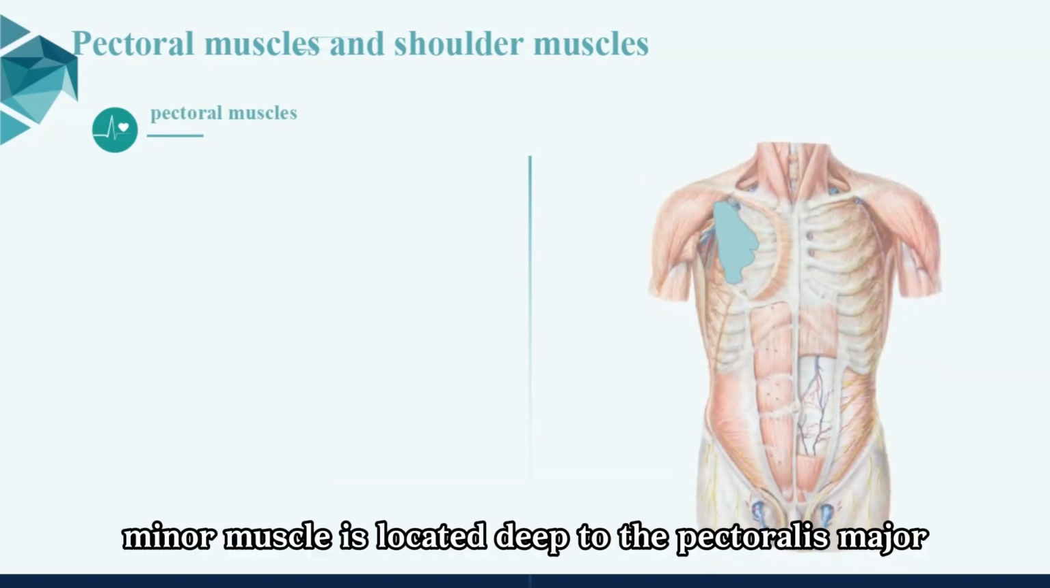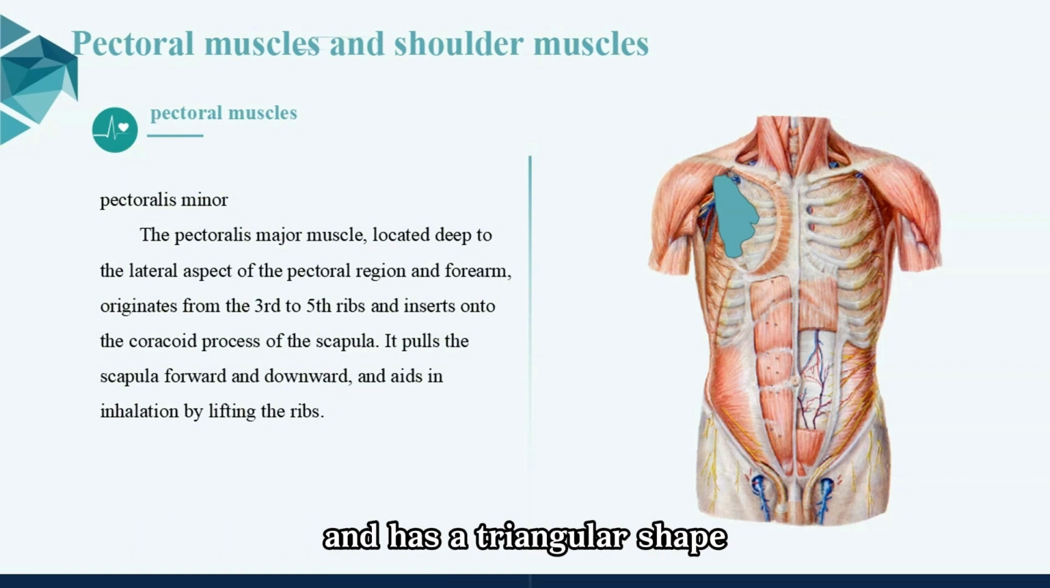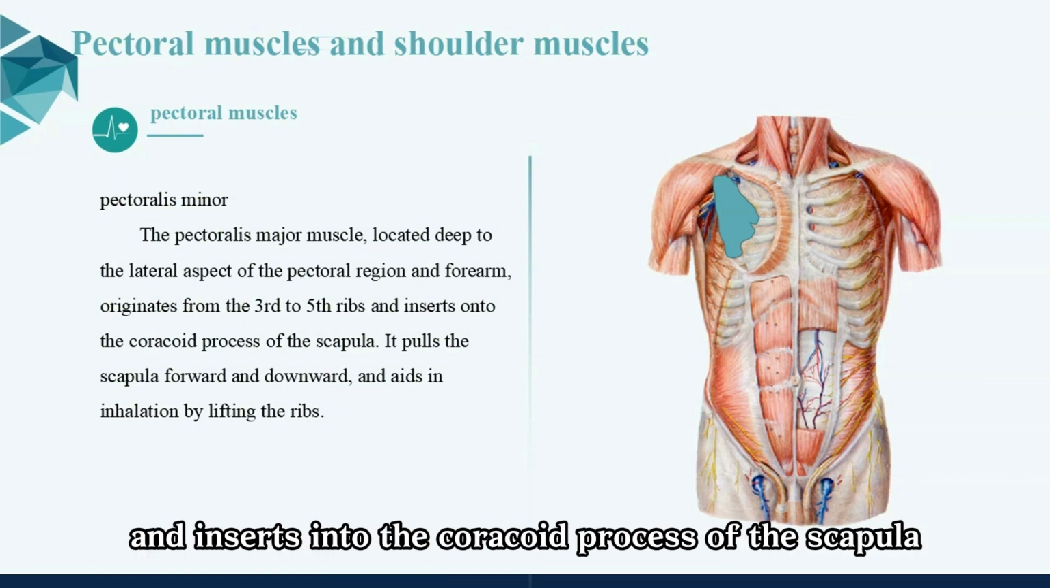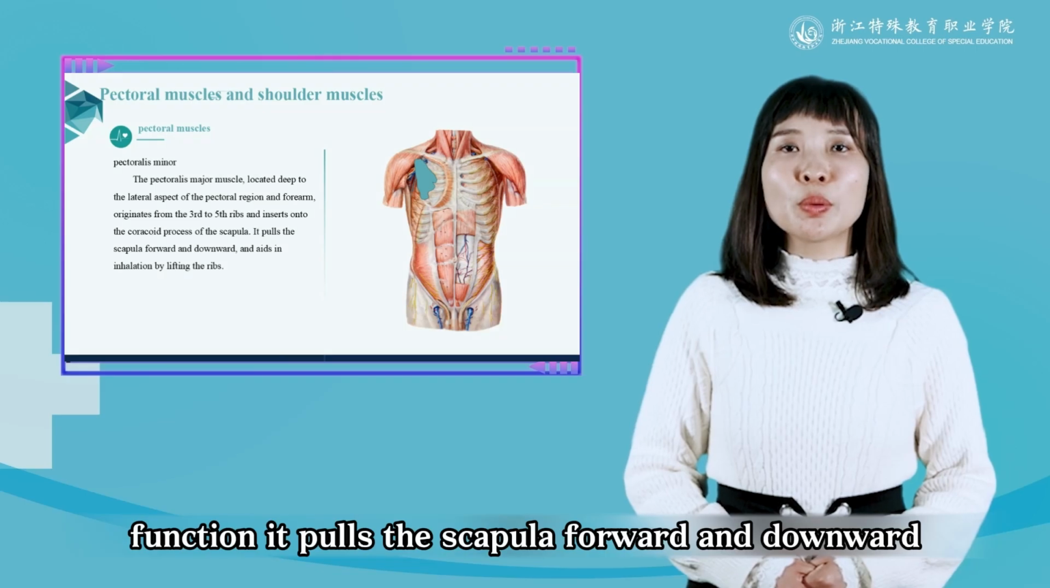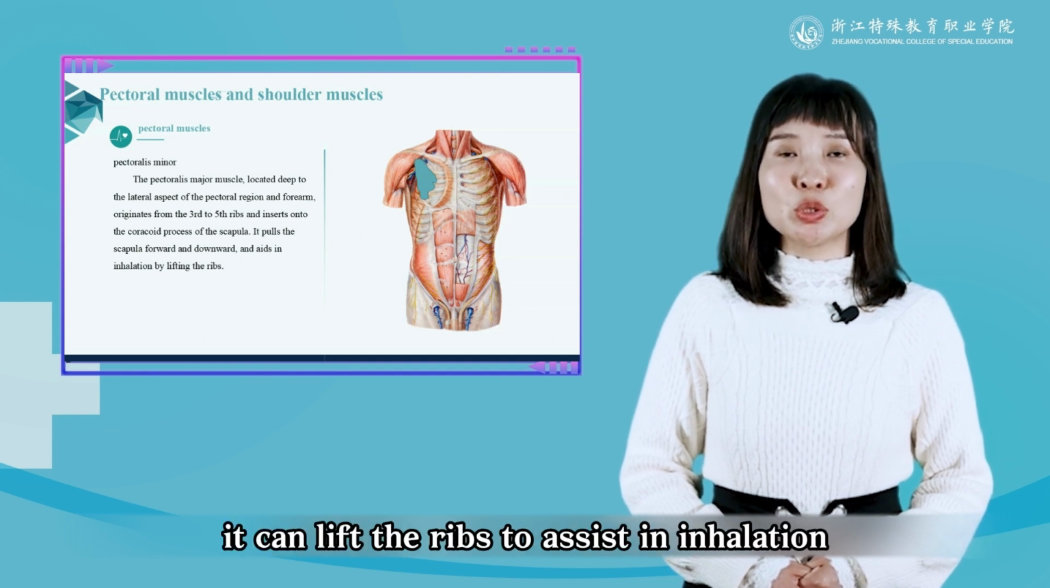The pectoralis minor muscle is located deep to the pectoralis major and has a triangular shape. It originates from the 3rd to 5th ribs and inserts into the coracoid process of the scapula. Function: it pulls the scapula forward and downward. When the scapula is fixed, it can lift the ribs to assist in inhalation.